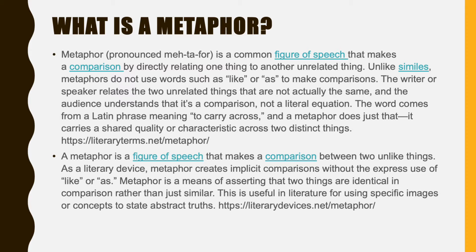This comparison is implicit, as contrasted with a simile where the comparison is explicit and is fully transferred to the object of comparison. The main difference between a simile and metaphor is that a simile uses the words like or as to draw a comparison, and a metaphor simply states the comparison without using the words like or as.